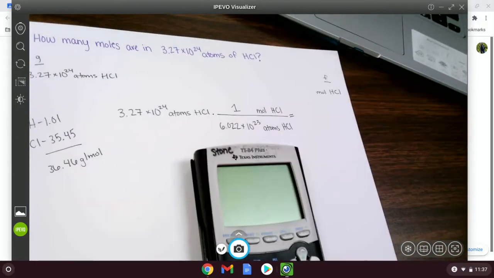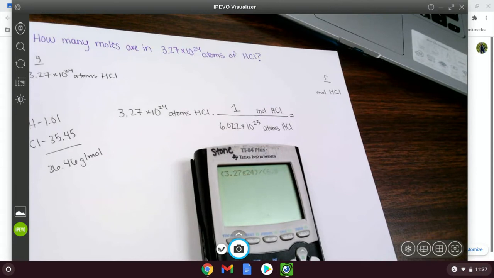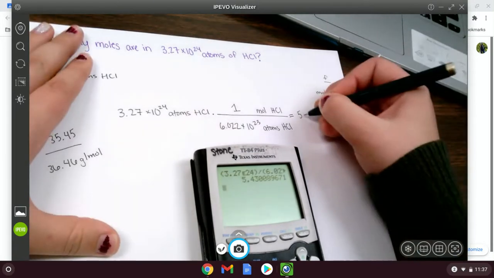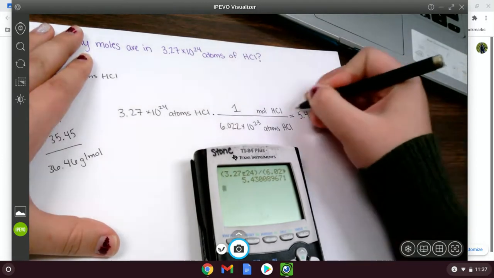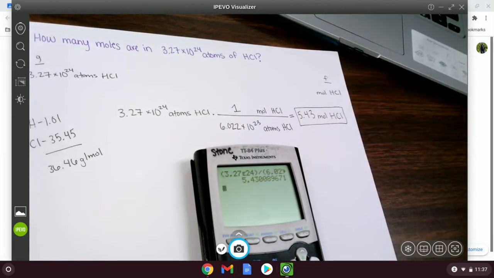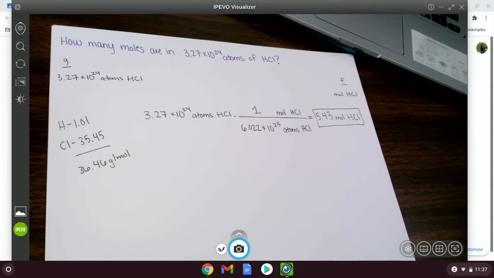So how do we type this in? Turn your calculator on. Parentheses, 3.27, second, comma, 24, close parentheses. We are dividing our given by Avogadro's number. I'm going to use parentheses. It's good practice to use parentheses because sometimes your calculators don't understand what you're saying. So when I hit enter, I get 5.43 moles of HCl. And that right there is how we do some mole calculations involving grams and atoms.